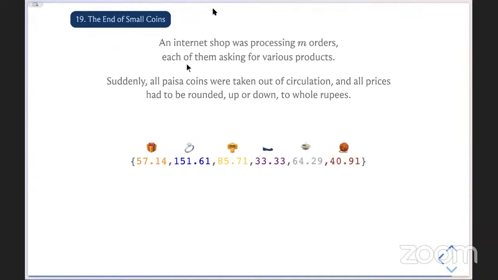Now I don't have to worry about other orders which may also have these items and some other items. I'm just eliminating that by saying that this is not a very successful shop. It only has one customer who has placed one order. In that very simple setting, what would be a good way of rounding things up or down? Can we do it in a way that the order value doesn't change very much at all? In particular, can we always keep it within a rupee of the original order value? So any suggestions for how we can go about this rounding?